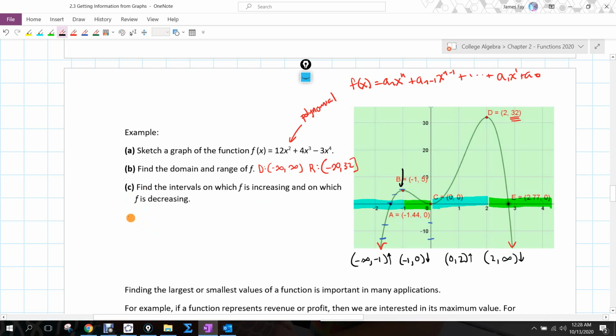So they're going to ask you, when is this increasing? So this is the increase. I'm going to say that this is the decrease. So they were increasing from negative infinity up to negative 1, and I'm going to union that with the other place that it was increasing, 0 to 2. Decreasing from negative 1 to 0, and I'm going to union that with the other part that is decreasing, 2 to infinity.